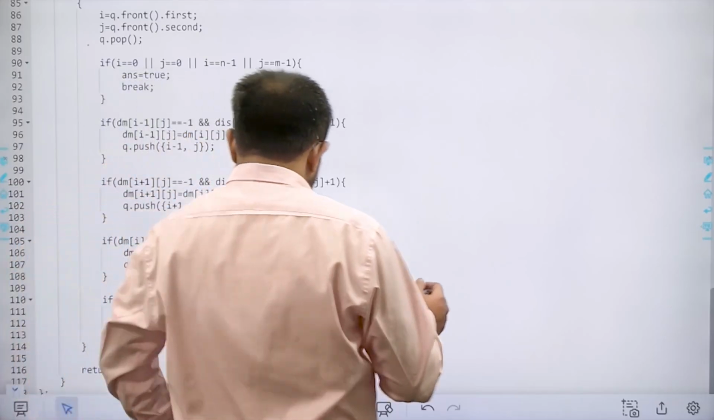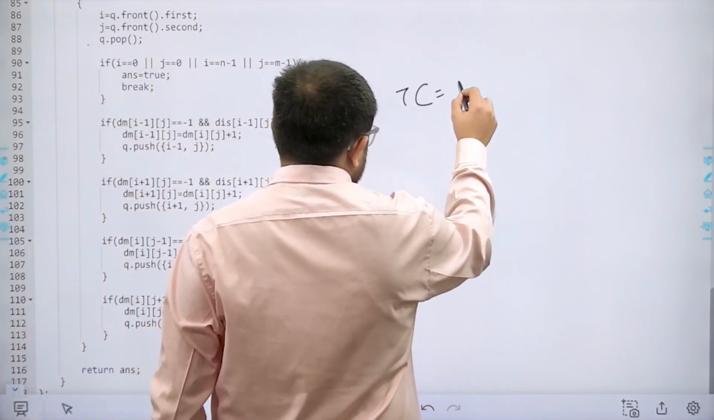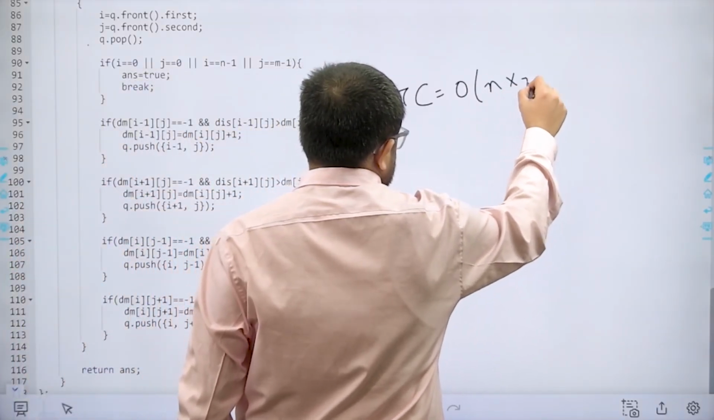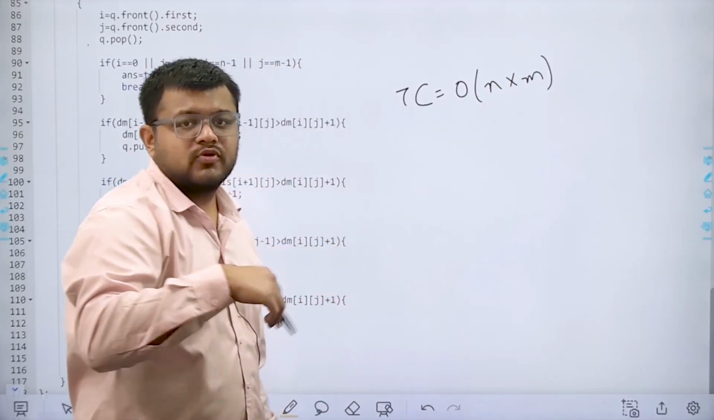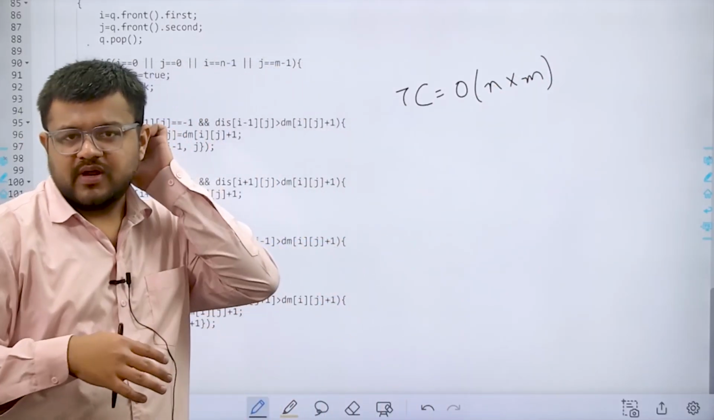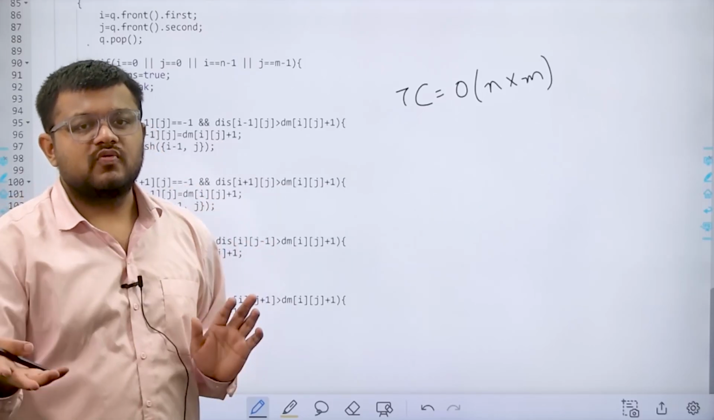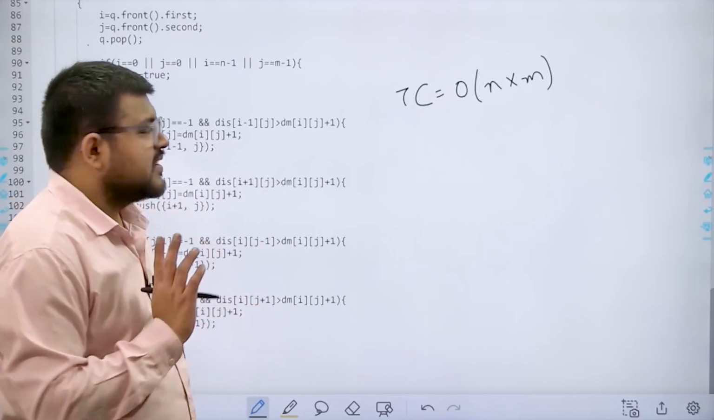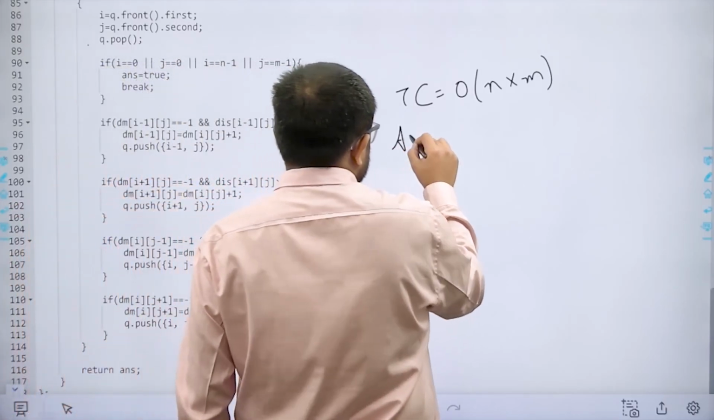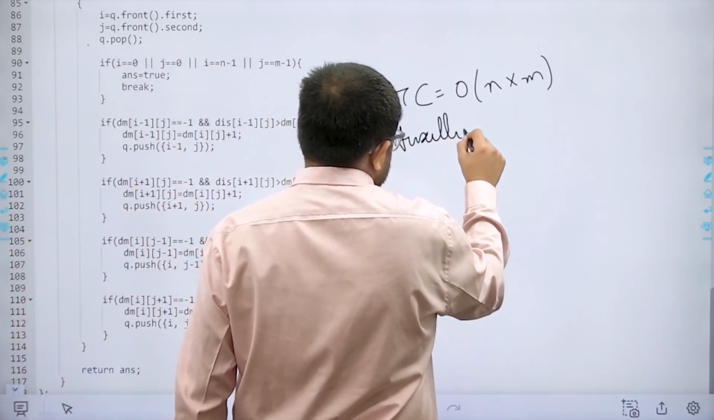What will be the time complexity here? It will be big O of n cross m, because inside the queue I am pushing n cross m elements, popping out n cross m elements, and I am doing this 2 times. So basically it will be 4 into n cross m, but 4 is constant, so I can say n cross m. And what is the auxiliary space?